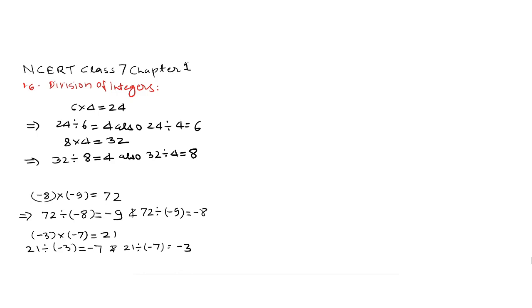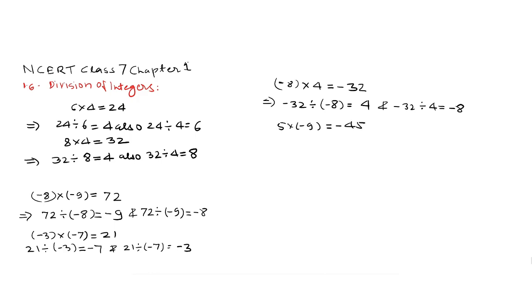We go for some more examples. -8 multiplied by 4 give us -32. Therefore, the division statements for this are -32 divided by -8 give us 4, and -32 divided by 4 give us -8. 5 multiplied by -9 is equal to -45.